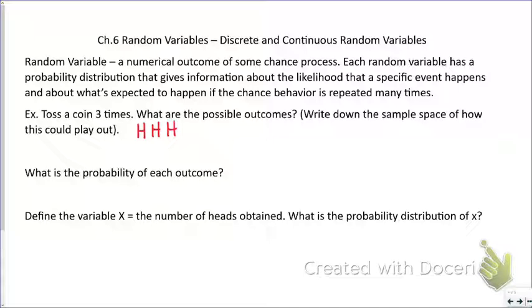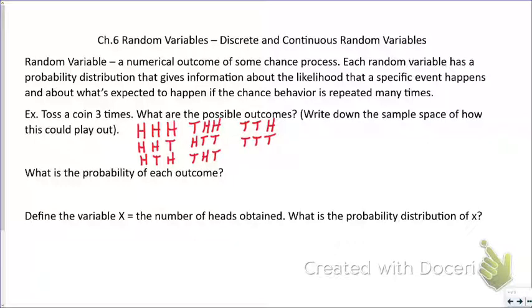And it's called the sample space. We've done this kind of thing before. This is nothing new. All right, so we may get that. We may get that. Or that. Or maybe 2 tails. Or maybe all tails.